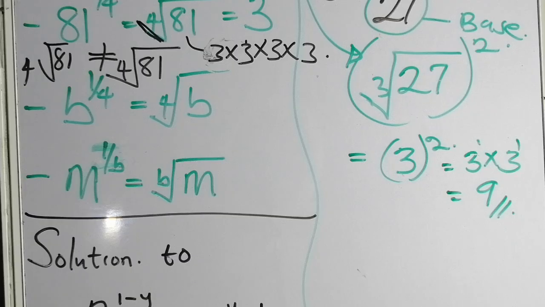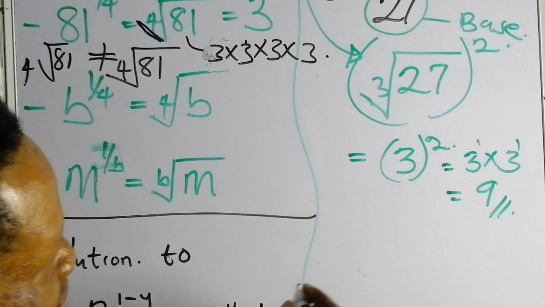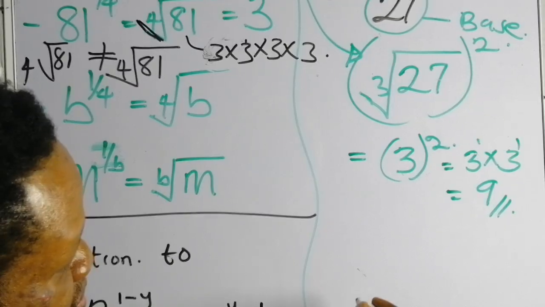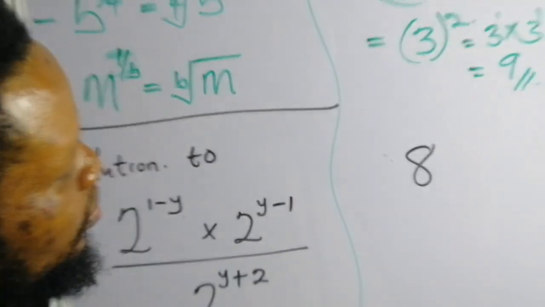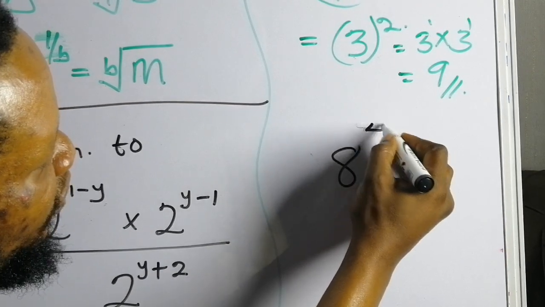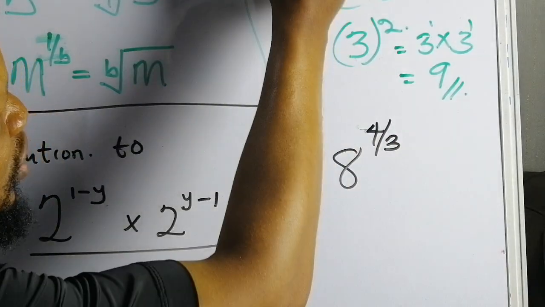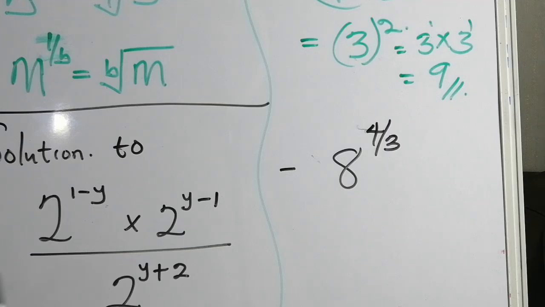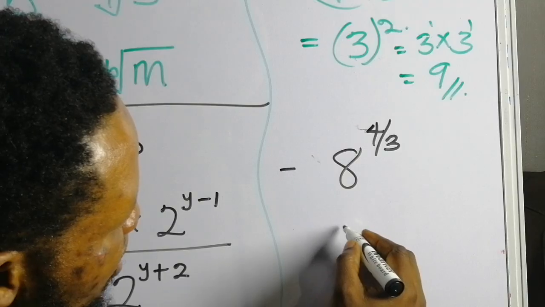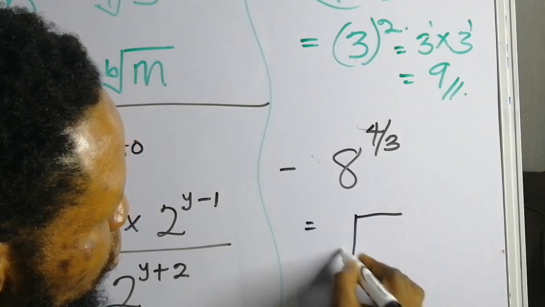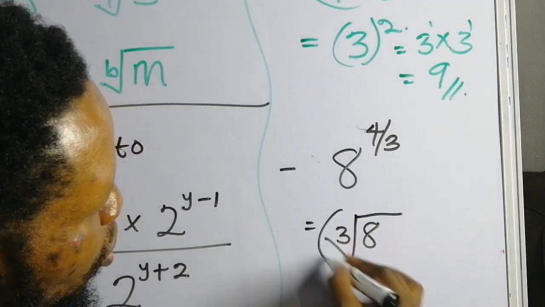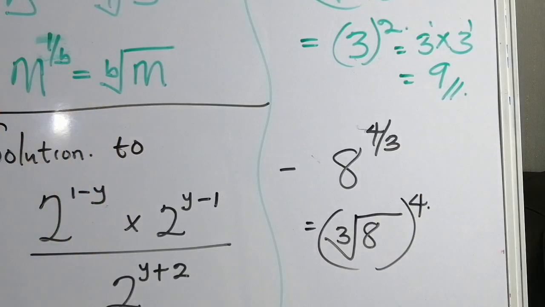So now in this case, I can go ahead and give another example here. I can just say 8 raised to power 4 over 3. So this is another example. How can I represent this? I can write this one as the 3rd root of 8, all raised to power 4. It's as simple as that.